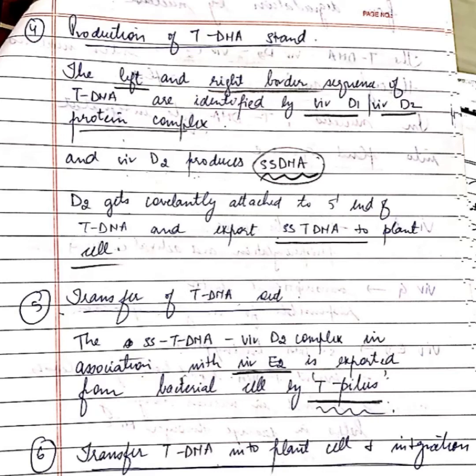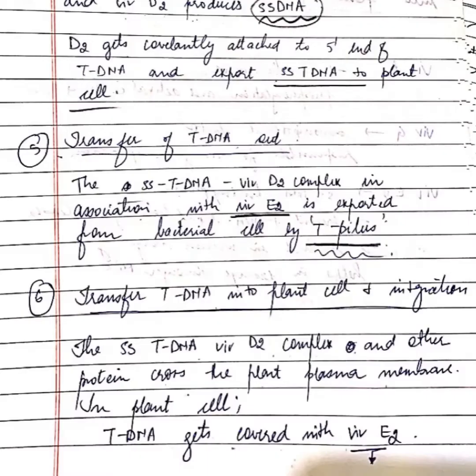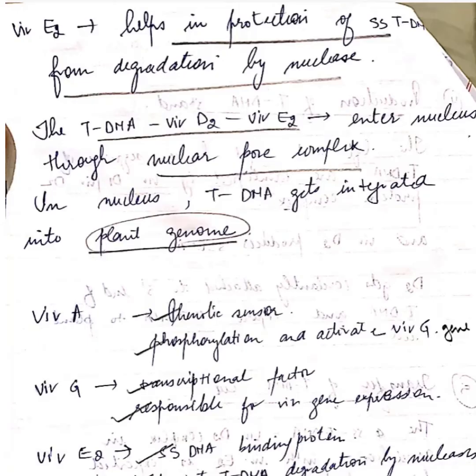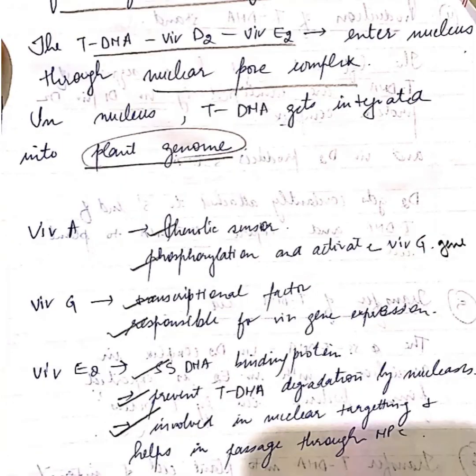Now every gene has a specific function, like VirA are phenolic sensors. They are used for phosphorylation and they activate VirG genes. Now VirG genes are transcriptional factors. They are responsible for Vir gene expression. VirE2 genes, they are single-stranded binding protein. They prevent T-DNA degradation by nuclease and they are involved in nuclear targeting.